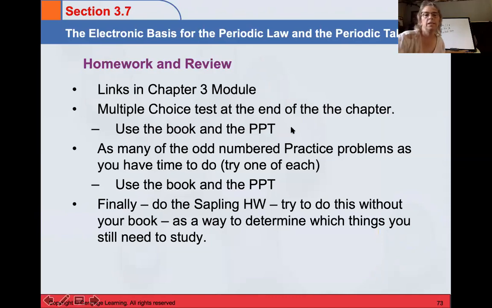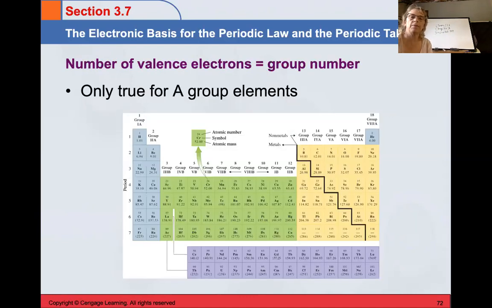So that's the basis for the fact that elements in the same group have the same chemical behavior, because we found out in this section that chemical behavior is based on the electron structure of atoms, not their protons or neutrons.